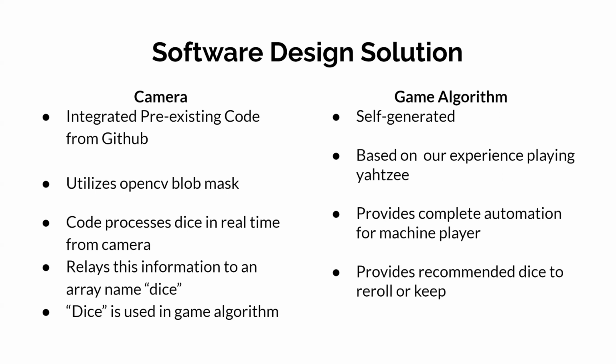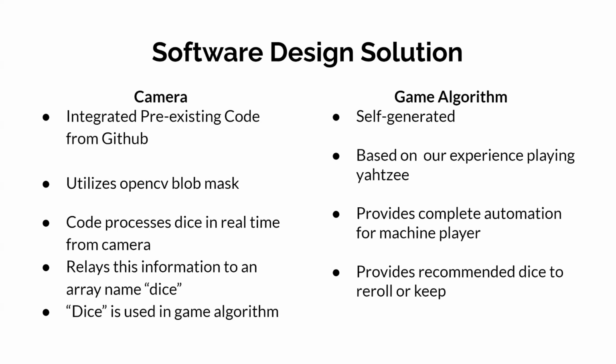So our game algorithm was self-generated. We looked at some stuff online, but it was all graduate level research papers. And so we just decided to base it on our own experience playing Yahtzee. Basically, it's a lot of if statements. For example, if we have a small straight, let's just check if it's over 20, and if not over 20, then we'll just take a lower category. Just kind of providing some general guidelines.